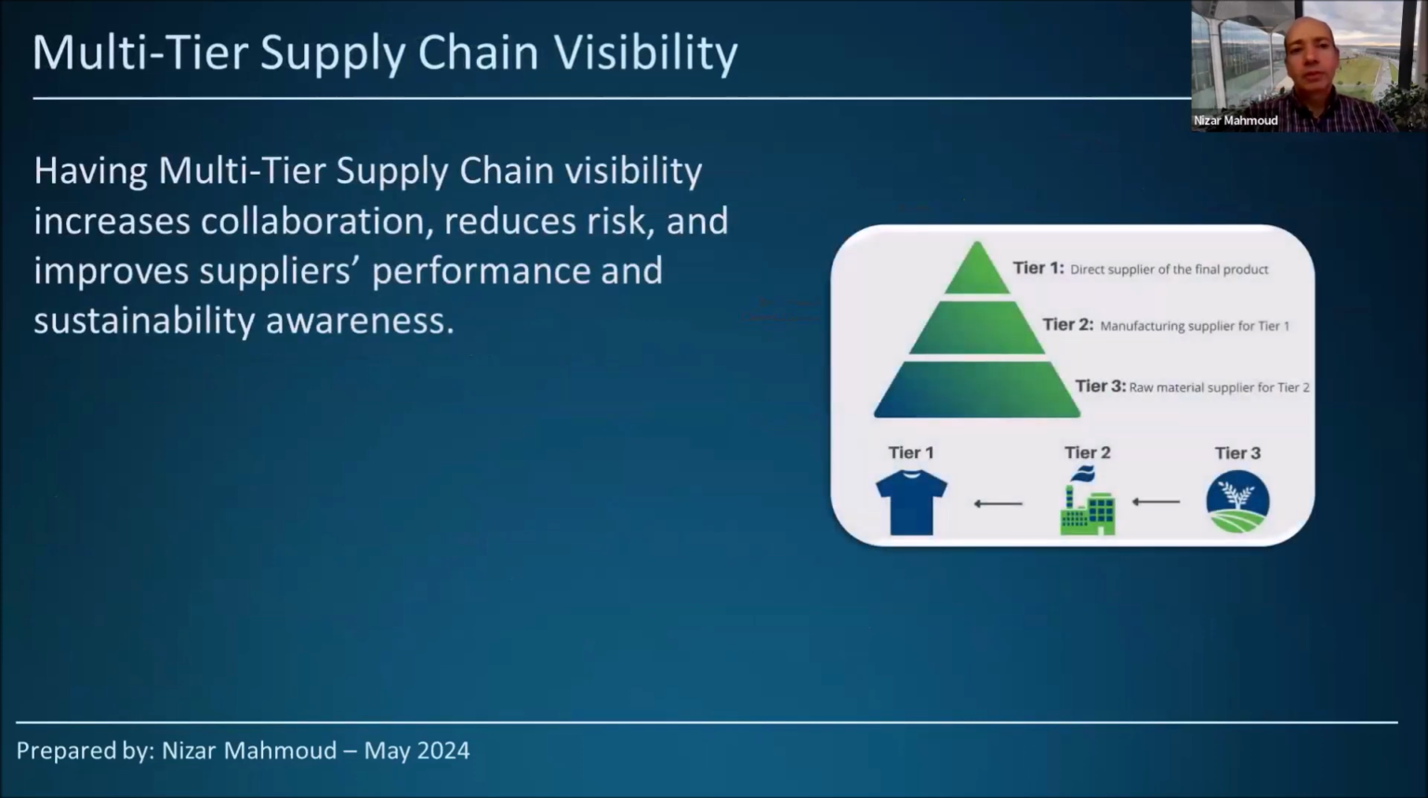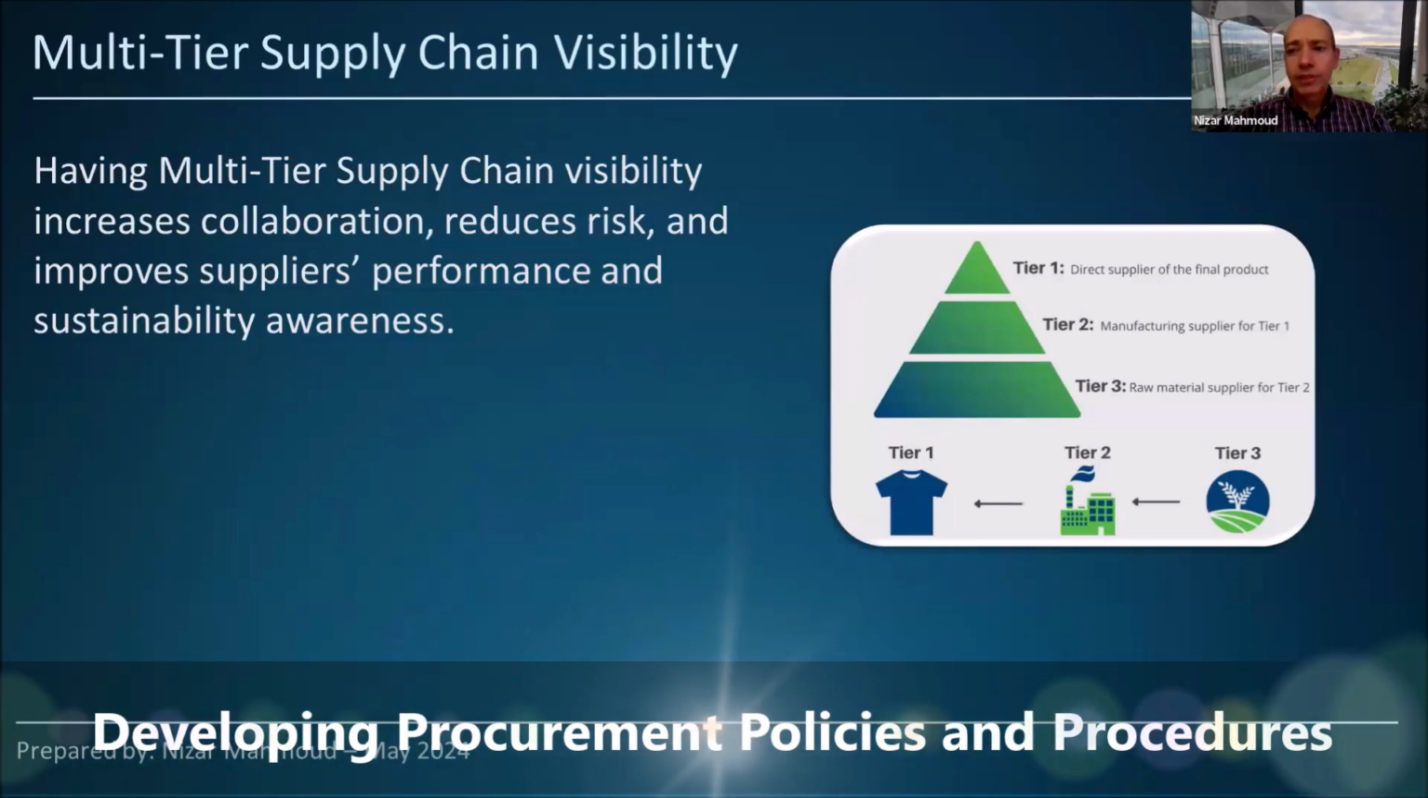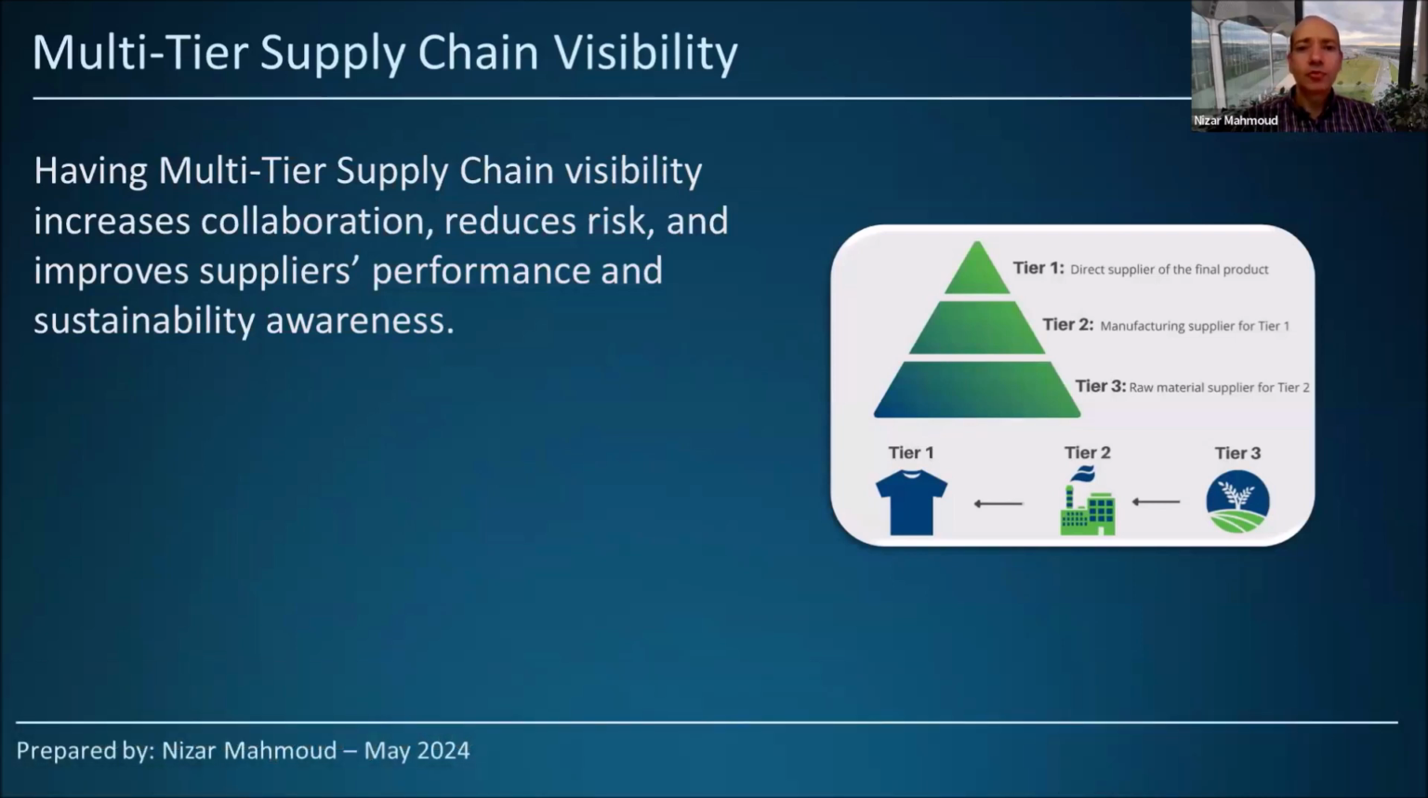Here I will speak about having multi-tier supplier or supply chain visibility. This illustration shows simply what it means: tier 1, tier 2, and tier 3 supplier. For example, if a company is selling t-shirts, they are dealing with a supplier that manufactures the t-shirt, and the second supplier is dealing with another supplier that provides raw material. So having visibility down to tier 3 suppliers improves the performance and ensures sustainability throughout the supply chain.